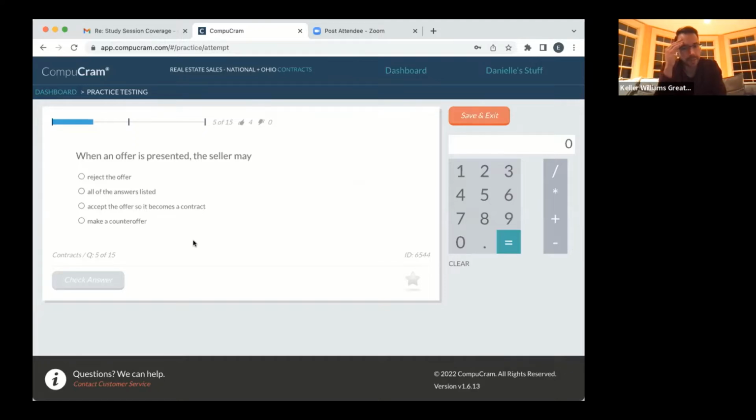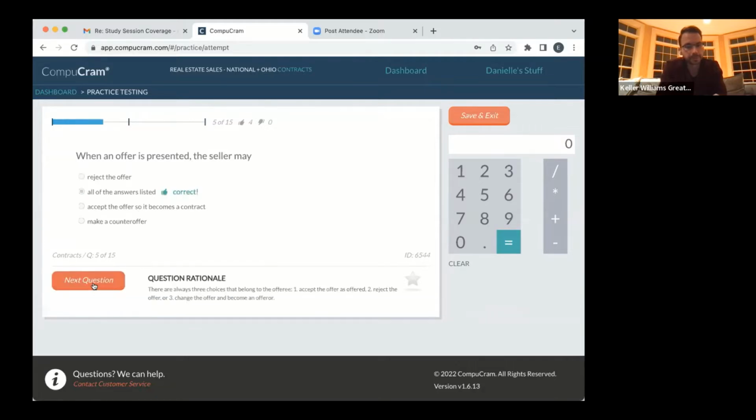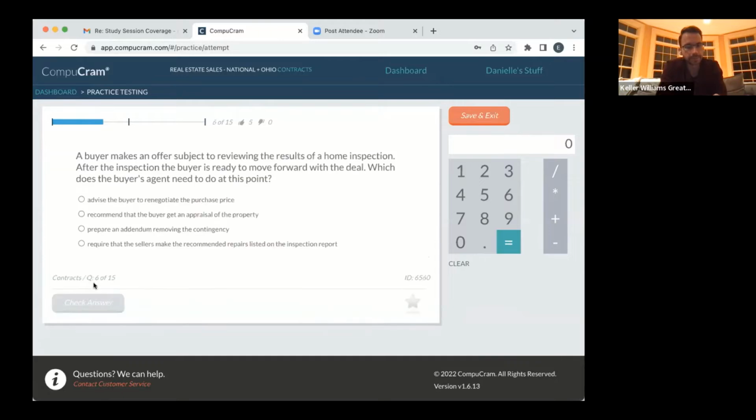Next question. When an offer is presented, the seller may A, reject the offer, B, all of the answers listed, C, accept the offer so it becomes a contract, or D, make a counteroffer. That is correct. Looks like we're doing great on this.